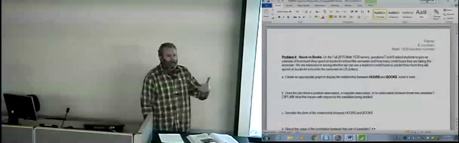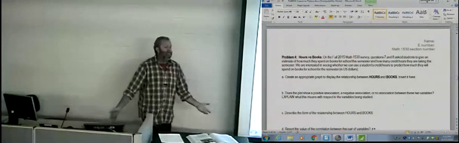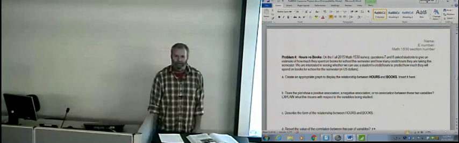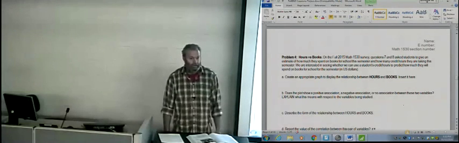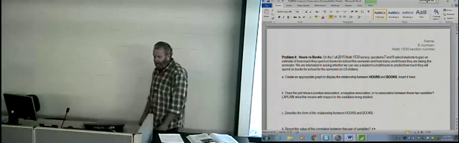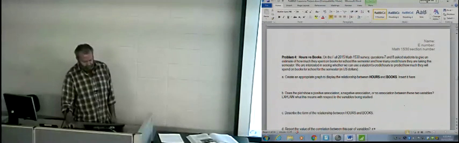Explain what this means with respect to the variables being studied. You can see that's the lower left to the upper right, so that's a positive association. What does that positive association mean? That means the more credit hours you took, the more you spend on books. The fewer credit hours you took, the less money you spend on the books. That's what they're asking you for here. Describe the form of the relationship between hours and books.